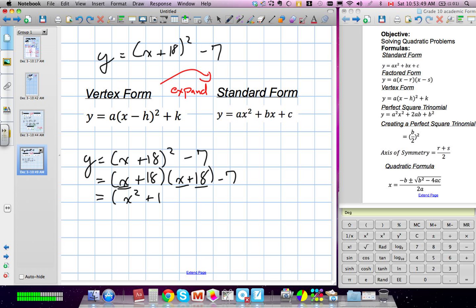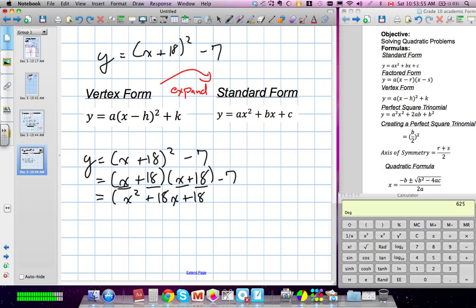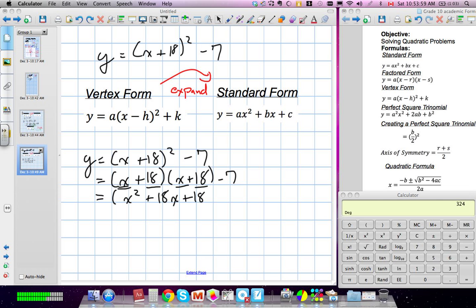I can drop the brackets and combine like terms. So we get x squared, 18 plus 18, 36x. And 324 minus 7 is going to be 317. Is that right? Yeah, that's right.